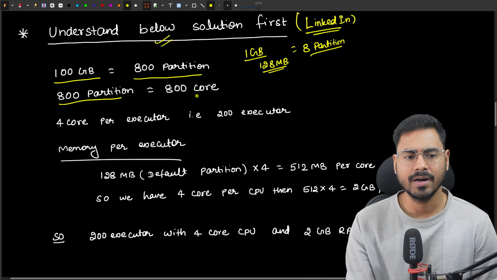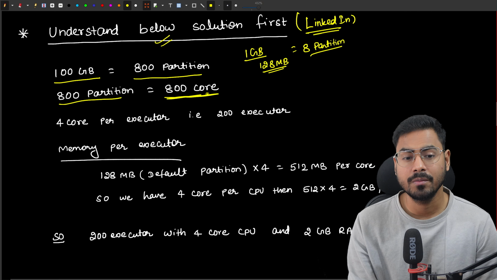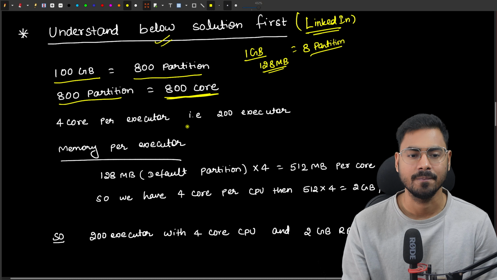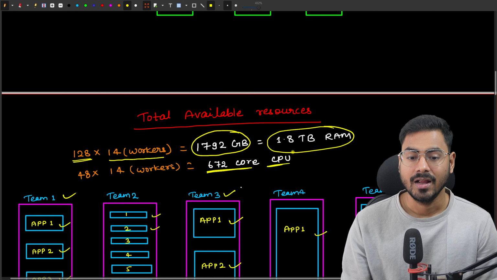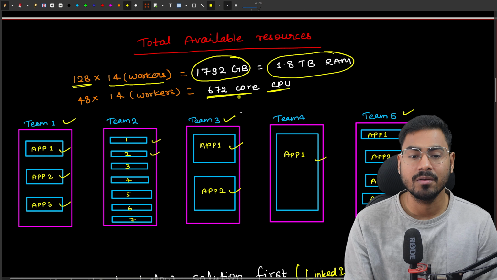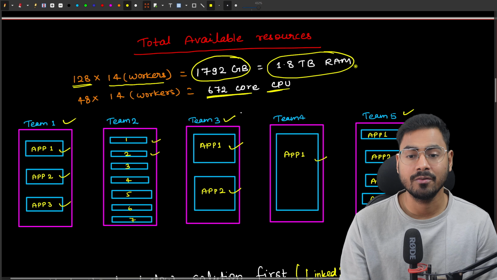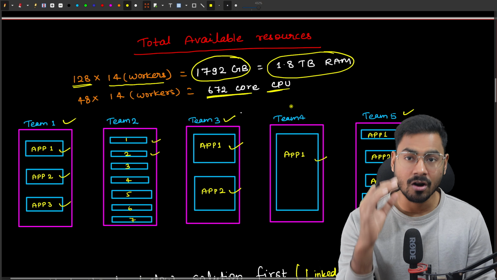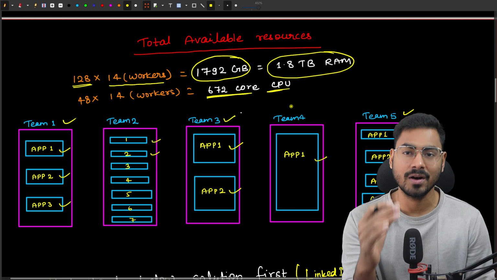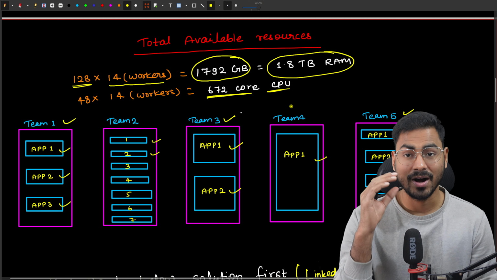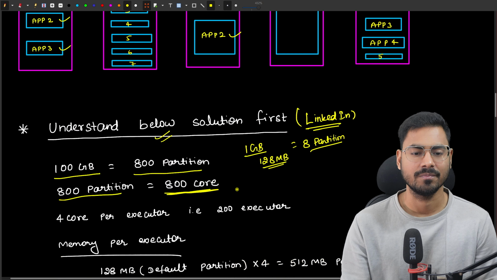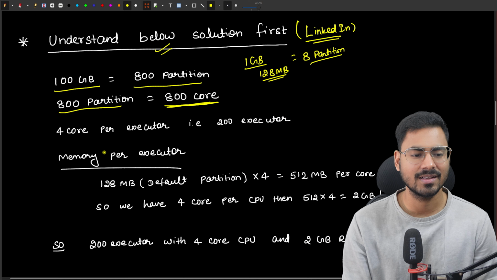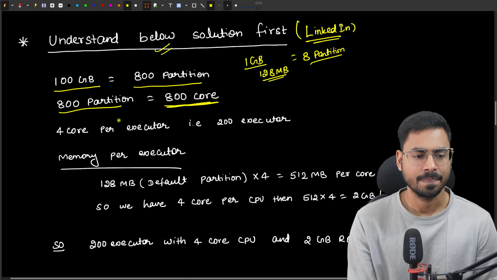See, 800 partitions. So they said we would require 800 cores to process 100 GB of data. For us, the maximum available number of cores is 672 and 1 terabyte of RAM. So they are saying this machine is not capable enough to process 100 GB of data, according to them, right? So they need 800 cores. So you can consider the kind of solution this is.